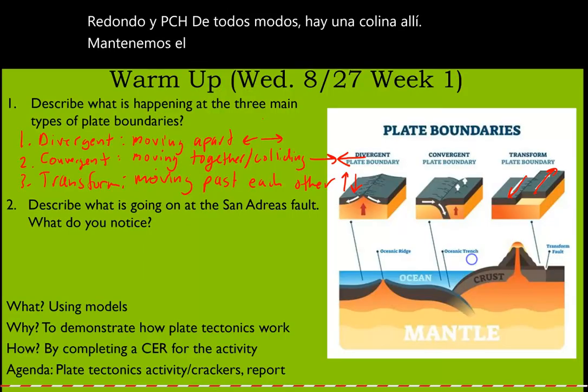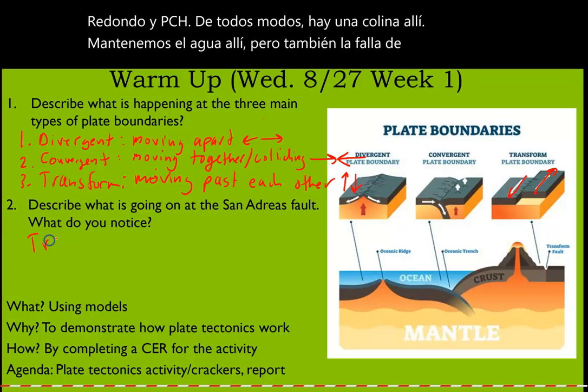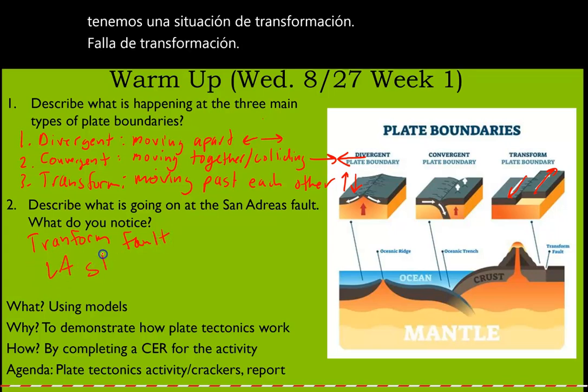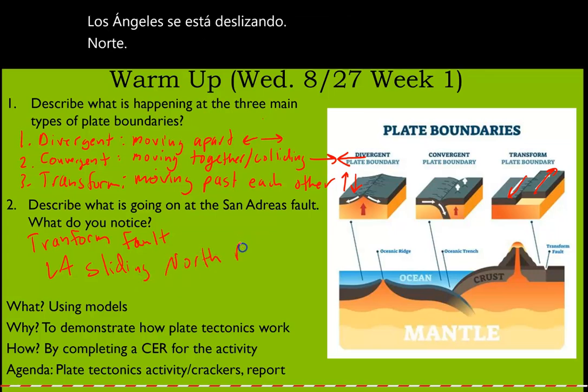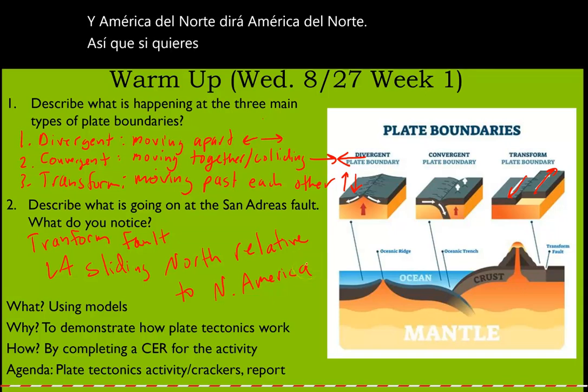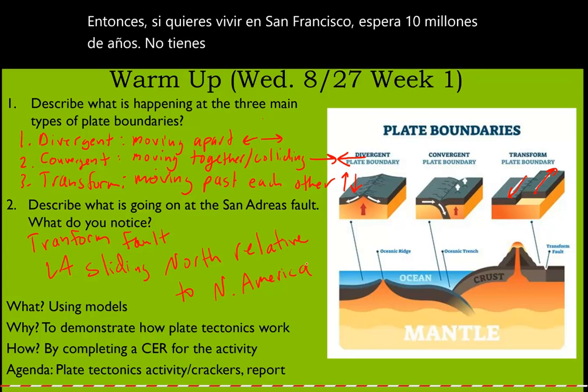But, so the San Andreas Fault, we have a transform situation. Transform fault. LA is sliding north relative to the rest of California and North America. We'll say North America. So if you wanted to live in San Francisco, then just wait 10 million years. You don't have to move. You'll be right there. Convenient.